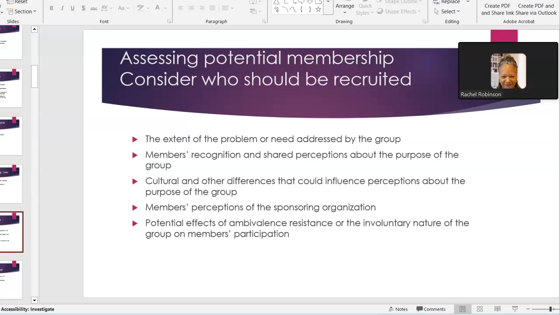Please, please, please go back to the composition of Nancy's caseload. You have specific people that have specific ethnicities and backgrounds. When you're talking about membership, talk to her about that. It's important that you talk to Nancy about the fact that there needs to be an understanding of how the members perceive this sponsoring organization. Is it something where they feel that it would be beneficial or not?